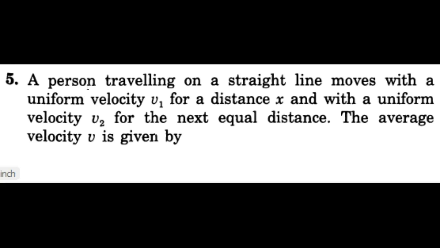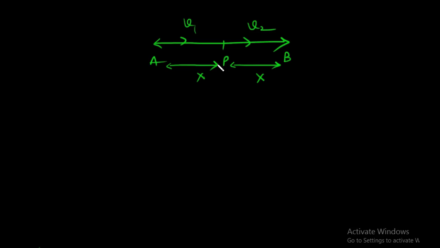Alright, so the next question is, a person traveling on a straight line moves with a uniform velocity v1 for a distance x and uniform velocity v2 for the next equal distance. Now I want to find out the average velocity. This is different from the last question because there equal time was given. Now here equal distance is given. So this is the situation. From A to P, it travels with velocity v1 for a distance x. After P, it also travels with the velocity v2 for equal distance.